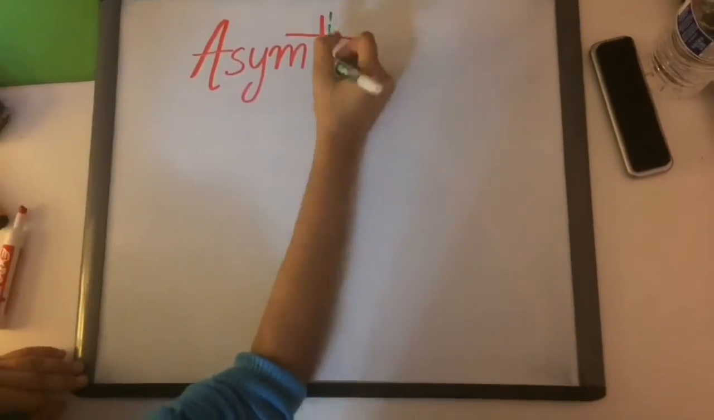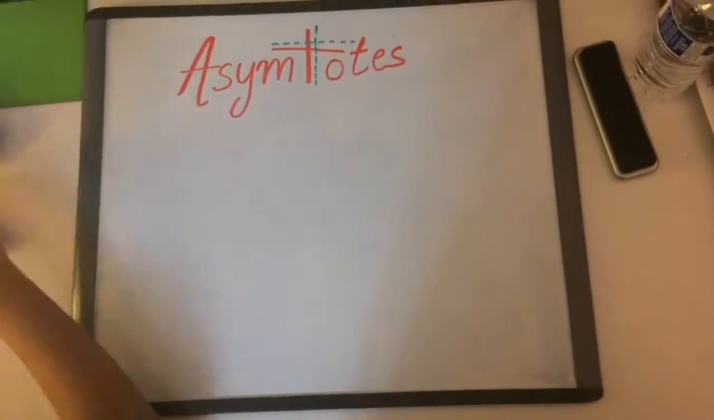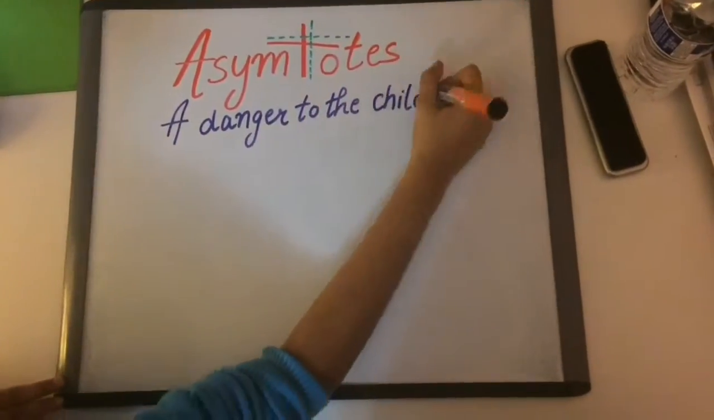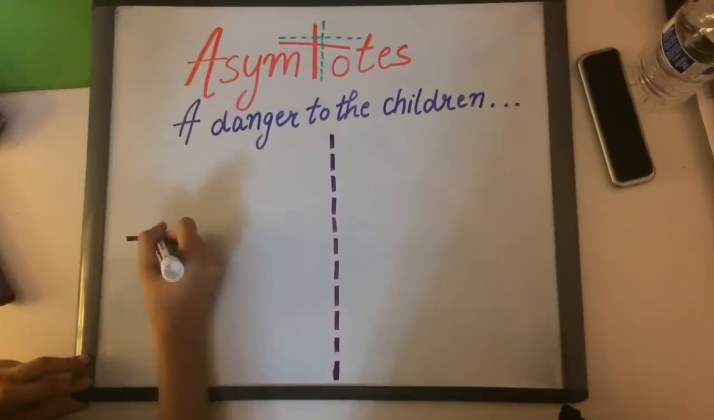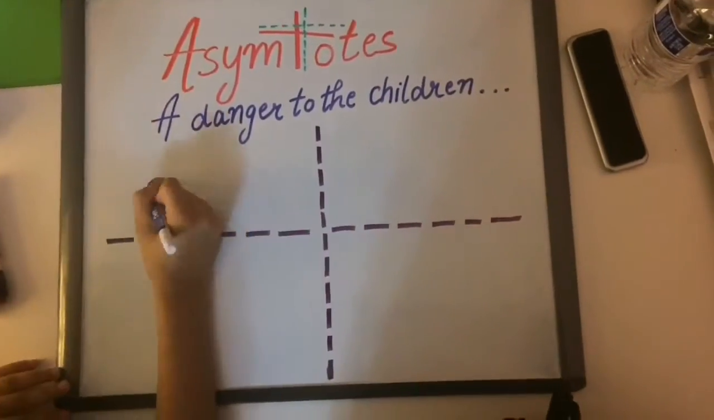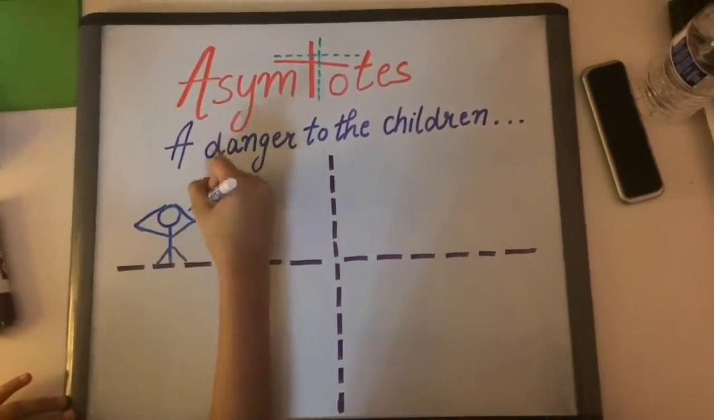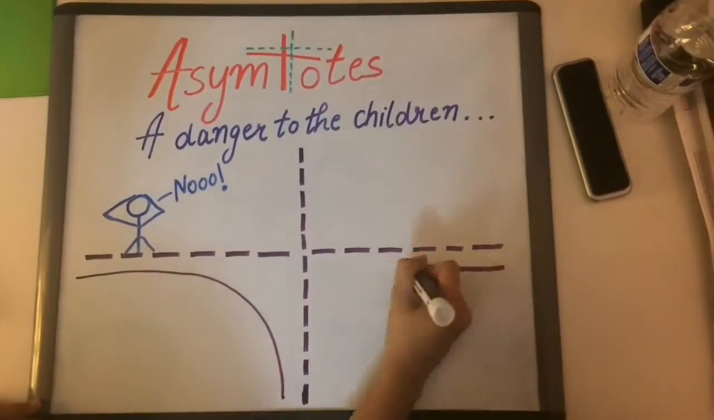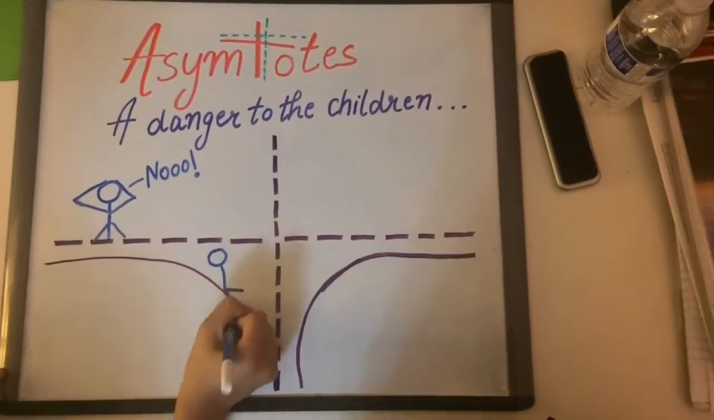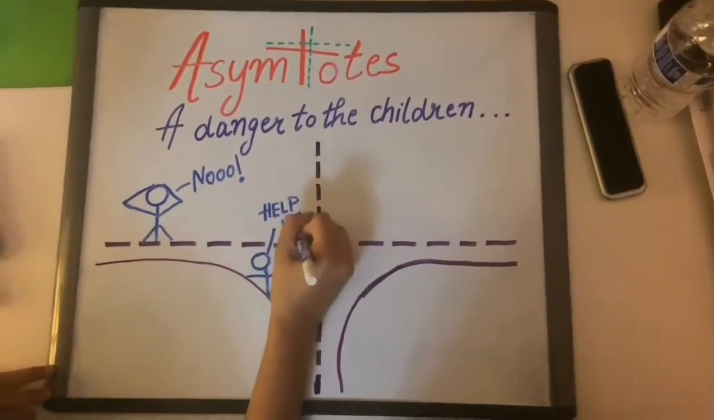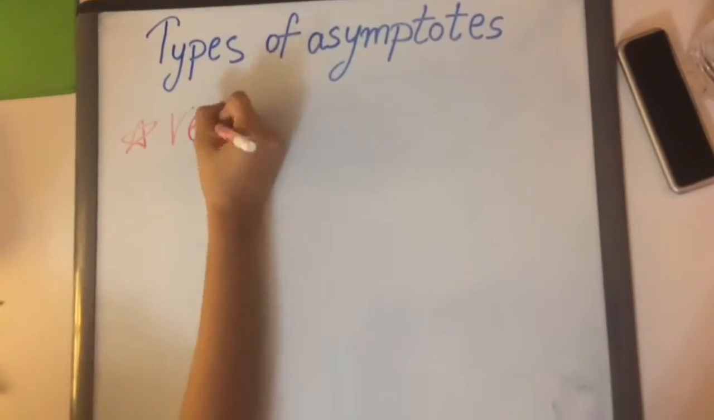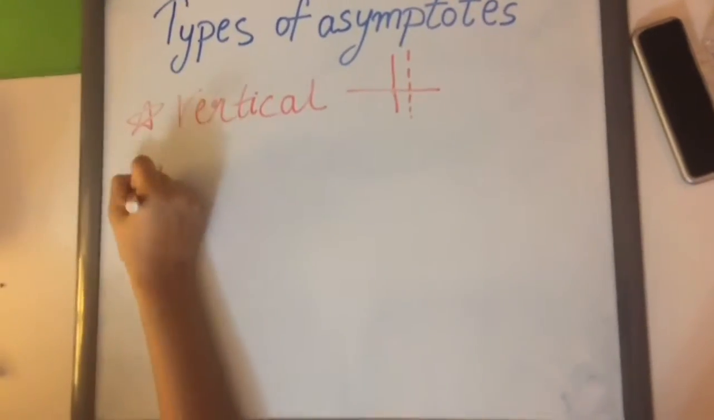Alright, here comes the best part. Asymptotes, everyone's favorite word. An asymptote is simply a line that the graph of a function gets closer and closer to, but the two never actually touch or cross, much like the characters of a sad romance novel. There are a few different types of asymptotes, the first and most important of which are vertical asymptotes.